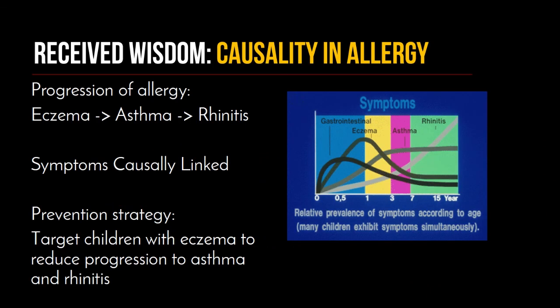So the next question I'm going to look at is causality and allergy. This is something that has been taught in standard textbooks, where a child has eczema in early life. Eczema is an itchy rash that comes and goes, and very often children get eczema, like diaper rash. The hypothesis is that you have eczema in early life, then you go on to develop asthma, then you develop rhinitis or hay fever. This is how allergy is developed, and these symptoms are seen to be causally linked. So in drug development, a lot of the strategies have been towards targeting children who have eczema in early life in order to prevent allergy later on in life.